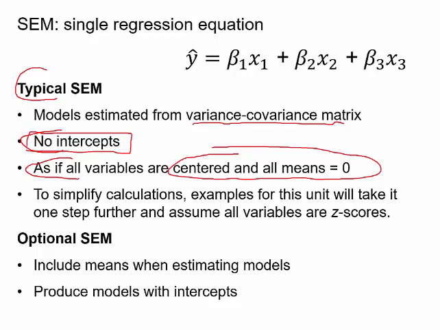But to simplify things and to make things easy to understand and consistent throughout this unit, I'm just going to always assume we've taken things one step further and that we've turned everything into z-scores. So I'm just going to assume we're always working with z-scores. So that is the typical approach to SEM. Now, in some rare situations, we actually do want to have intercepts in our models. And if we do that, then we need to input into our SEM program both a variance covariance matrix and the means for all of our variables. We take our means and our variance covariance matrix, enter that into a program, and we'll get a model that has intercepts if that's what we need. So those are the 2 basic approaches.